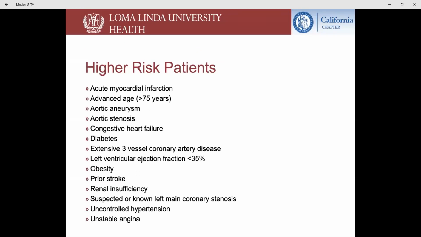This is a list of things that make patients potentially higher risk to bring down to the cath lab. One is acute MI, advanced age over 75 years, aortic aneurysm, aortic stenosis, CHF, diabetes, extensive 3-vessel coronary artery disease, LV ejection fraction of less than 35%, obesity, prior stroke, renal insufficiency, suspected or known left main coronary stenosis, uncontrolled hypertension or unstable angina. And as you can imagine, the vast majority of patients you will treat in the cath lab will actually have several of these when you go from case to case.